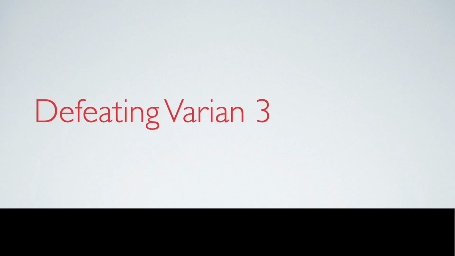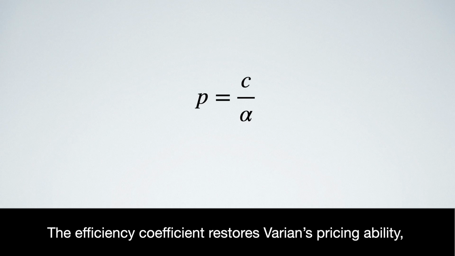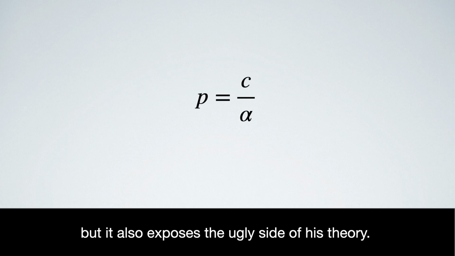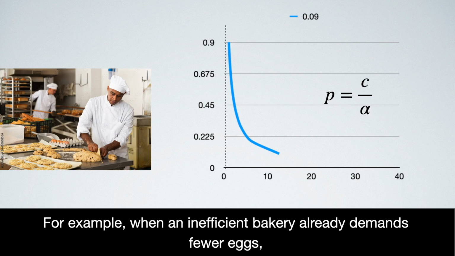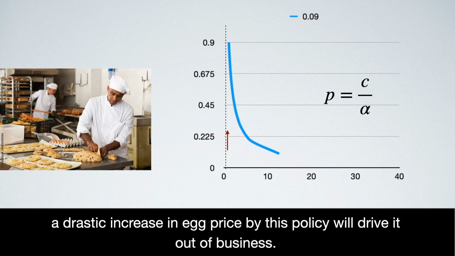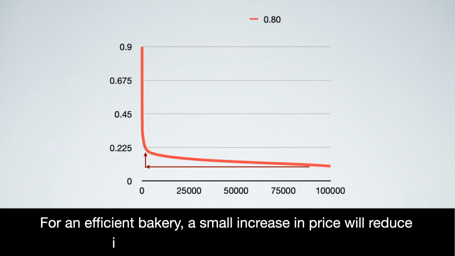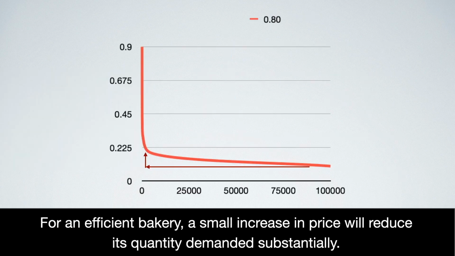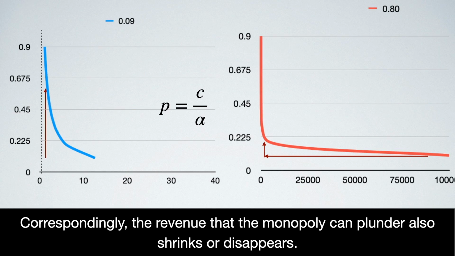Defeating Varian 3. The efficiency coefficient restores Varian's pricing ability, but it also exposes the ugly side of his theory. For example, when an inefficient bakery already demands fewer eggs, a drastic increase in egg price by this policy will drive it out of business. For an efficient bakery, a small increase in price will reduce its quantity demanded substantially. Correspondingly, the revenue that the monopoly can plunder also shrinks or disappears.